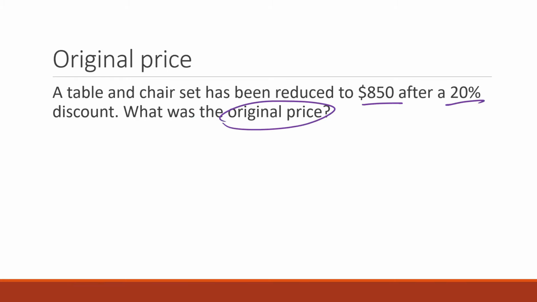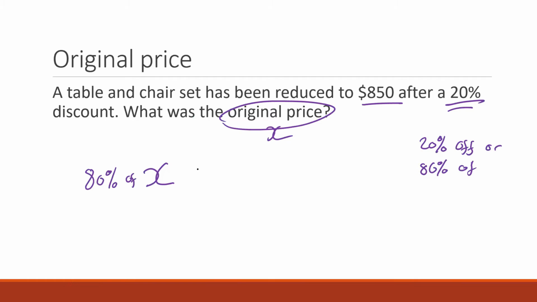So what I would do is I'd say this: let's call the original price x. We started with x, and what we did is we took 20% off x. We could write down 20% off, or we could write 80% of. So we know 80% of x is equal to $850. That's how I think of it. 20% off is the same as 80% of, because it has to equal 100, right?